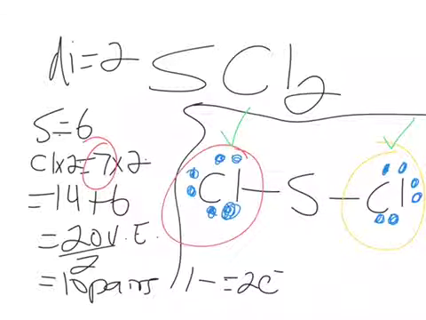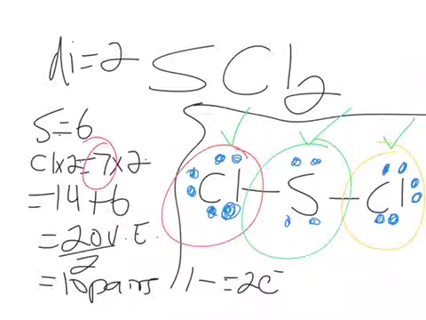Now we need to do sulfur. Sulfur only has 4 valence electrons, but luckily we have 4 more electrons we can distribute. So 1 here, 1 here, 1 here, and 1 here. Okay. Now we have 8 valence electrons on sulfur right here, and it reaches octet.